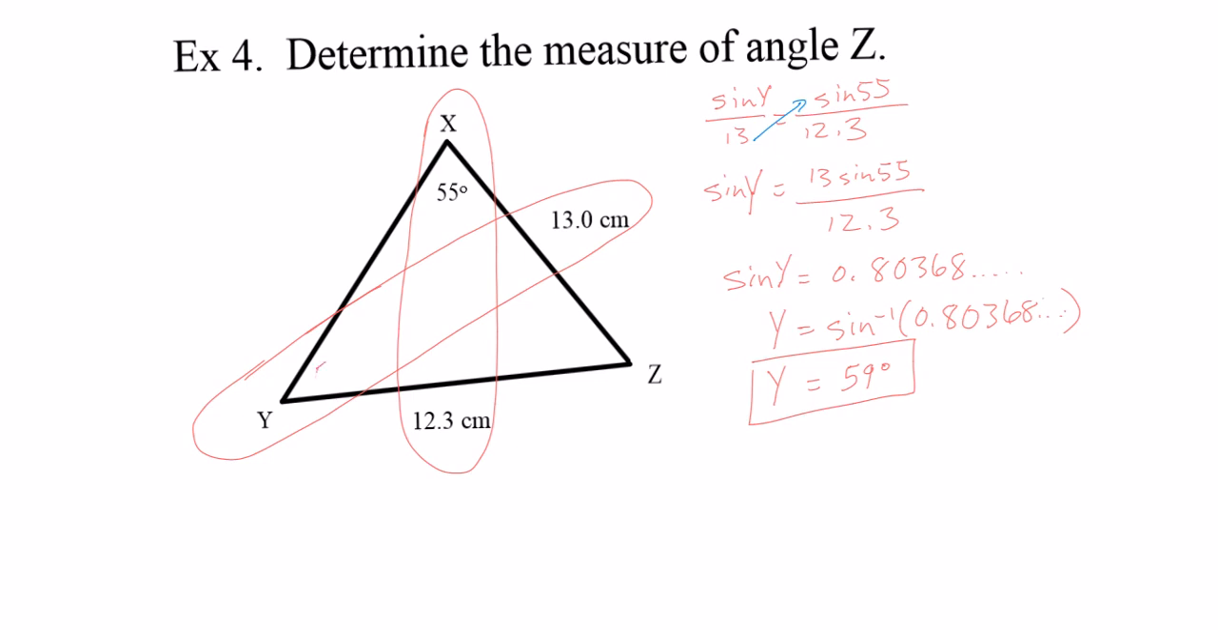I'm going to write 59 in my triangle for Y. So now that I know that, I want to find Z. We're going to use the interior angles of a triangle. IAA of a triangle means that Z is equal to 180 minus 59 minus 55, which ends up being 66 degrees. So Z in this case is 66 degrees.